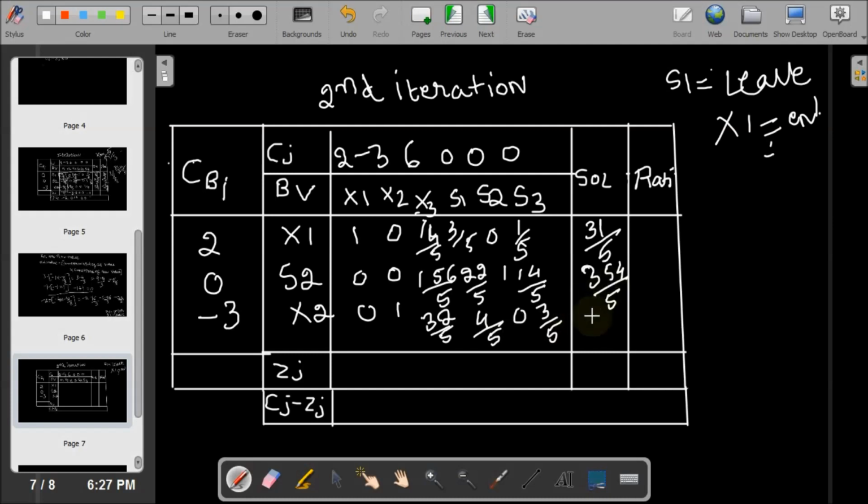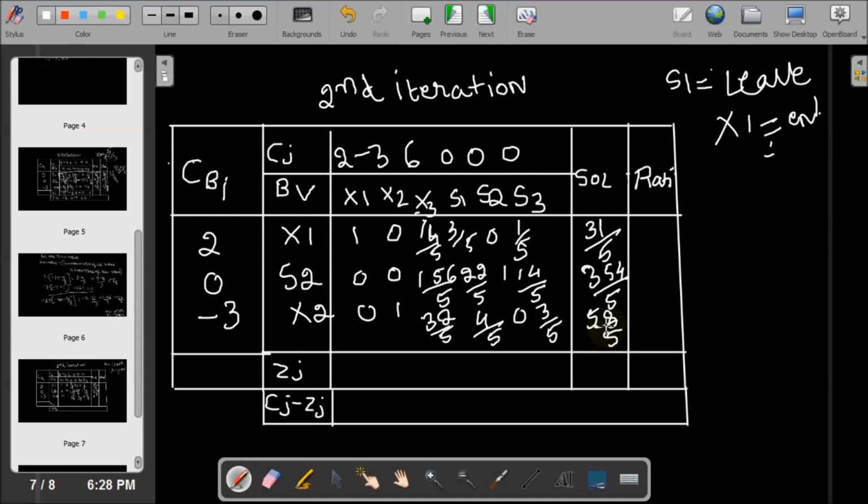So the solution value will be 58 by 5. I repeat the values, guys. X1 values: 1, 0, 14 by 5, 3 by 5, 0, 1 by 5, and 31 by 5. For S2: 0, 0, 156 by 5, 22 by 5, 1, 14 by 5. For X2: 0, 1, 32 by 5, 4 by 5, 0, 3 by 5, and the solution value is 31 by 5, 354 by 5, 58 by 5, right?